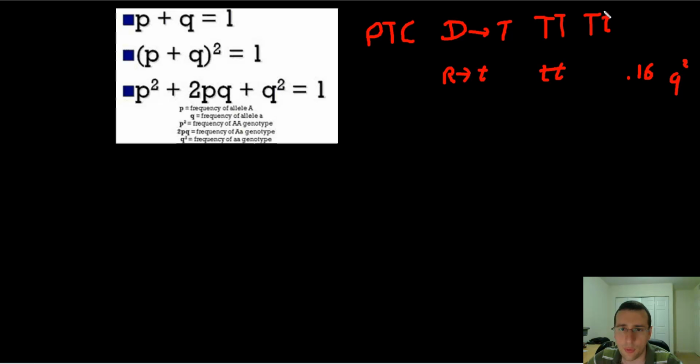That leaves about 84% of the population that is going to taste it, and we know that this has to be p squared plus the 2pq. So that means that will be split between the heterozygous and the homozygous look among the population. But we already have here what we call our phenotype ratios.